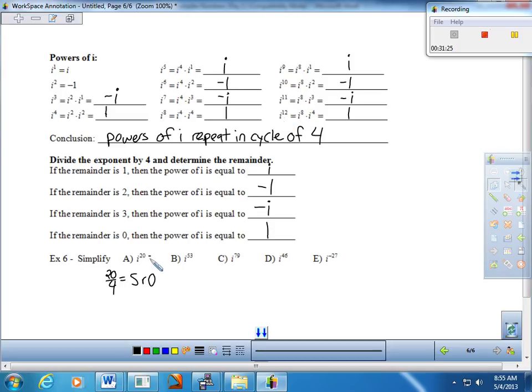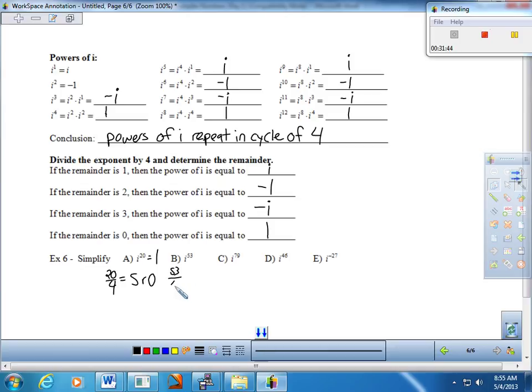So as a result, i to the 20th is 1. And you could see that obviously just kind of continuing this: 13, 14, 15, 16, 17, 18, 19, 20. And bottom row, and so it's 1. Cool. Let's go get the next.